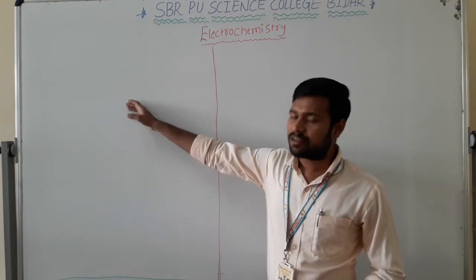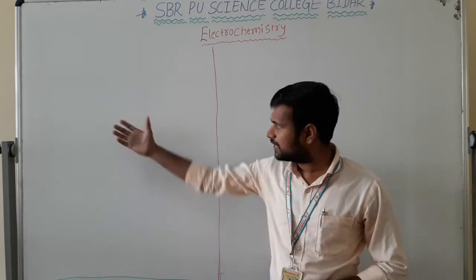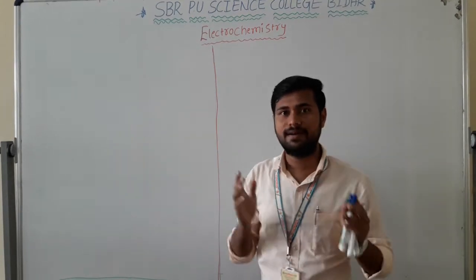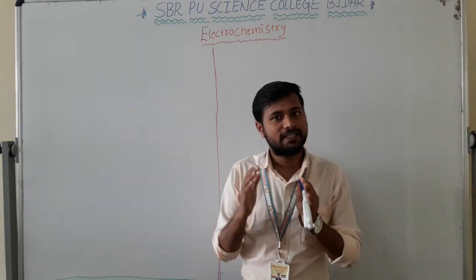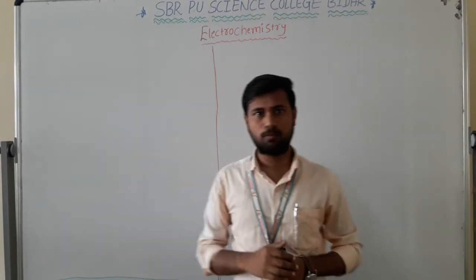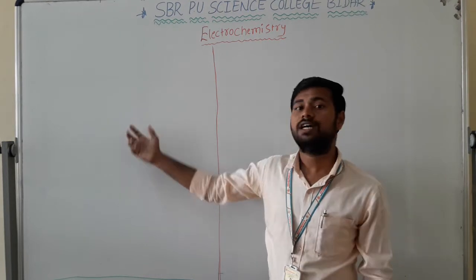In the last class we started with the Nernst equation. We derived the Nernst equation for a half cell, that is nothing but a single electrode potential, and later we went on to the Daniell cell.